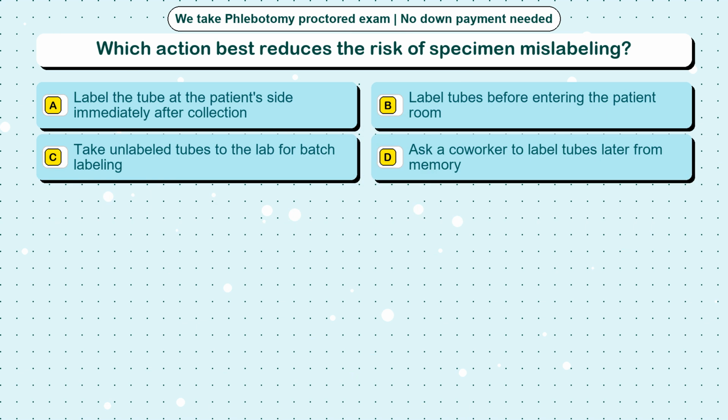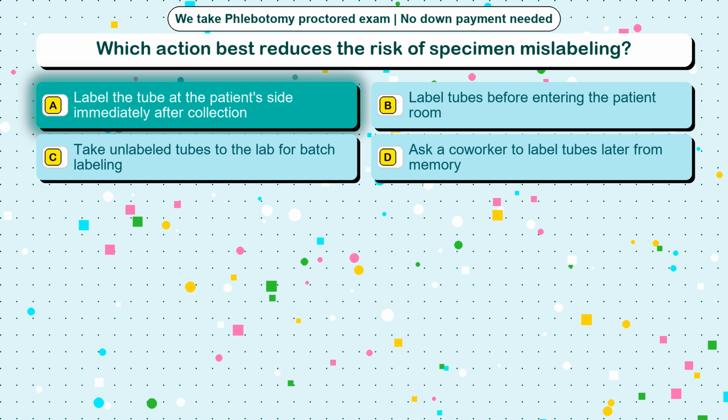Question 73. Which action best reduces the risk of specimen mislabeling? Option A. Label the tube at the patient's side immediately after collection. Option B. Label tubes before entering the patient room. Option C. Take unlabeled tubes to the lab for batch labeling. Option D. Ask a coworker to label tubes later from memory. The correct answer is option A. Label the tube at the patient's side immediately after collection.